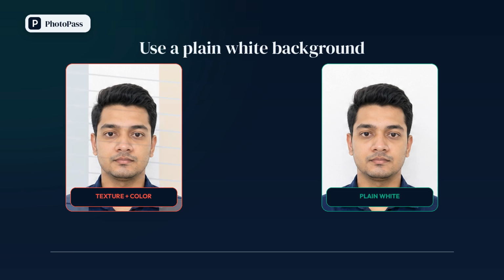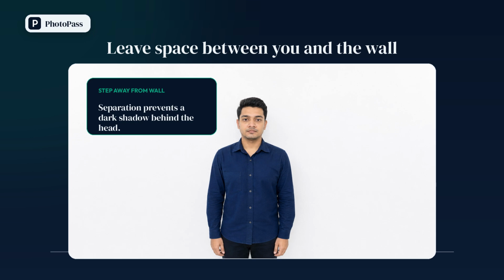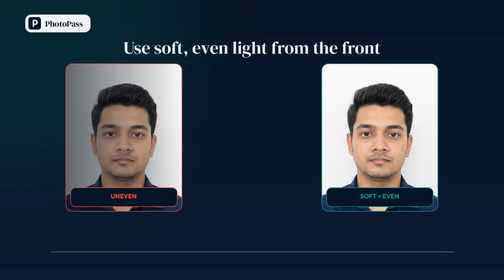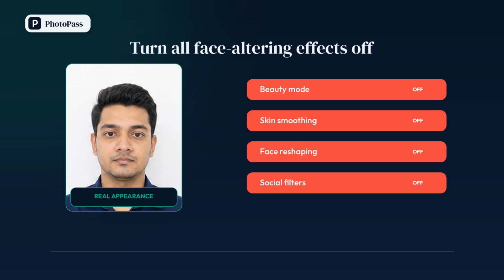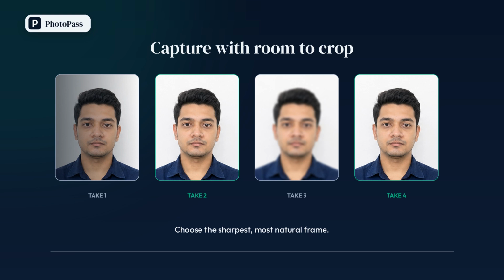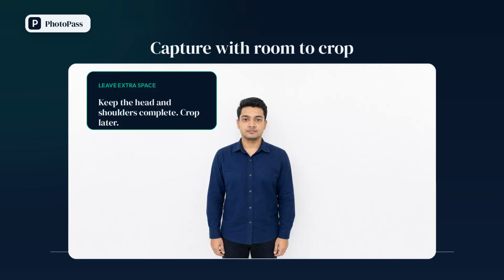Stand in front of a plain white background. Leave some distance between yourself and the wall so that you do not cast a dark shadow behind your head. Use soft, even light from the front. Facing a bright window often works better than using a harsh ceiling light or direct flash. Do not use beauty mode, skin smoothing, face reshaping, or social media filters. Take several photographs so you can select the sharpest and most naturally proportioned image. Leave a little extra space around the head and shoulders in the original. You will remove that space during cropping.